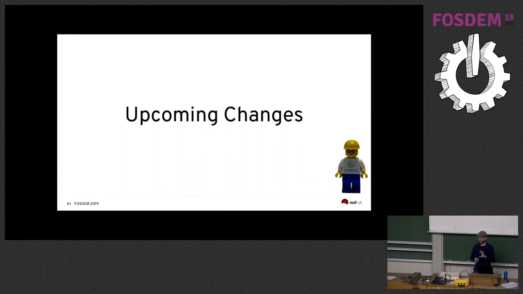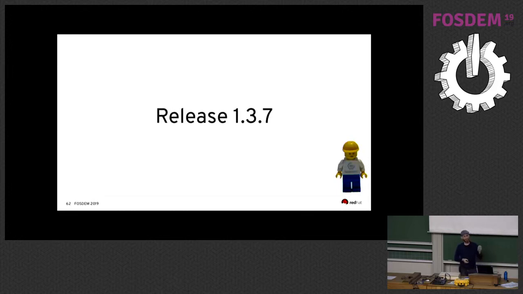So I have like 3 minutes. Okay, so just a bit about upcoming changes in OpenHPC. The next release will be 1.3.7. It will be released in the next 3 months, so probably in 3 months rather than tomorrow.